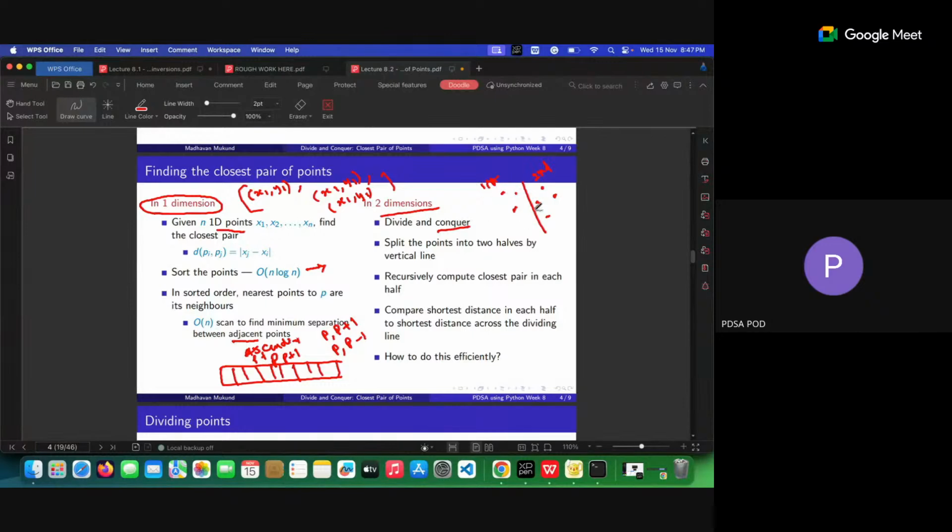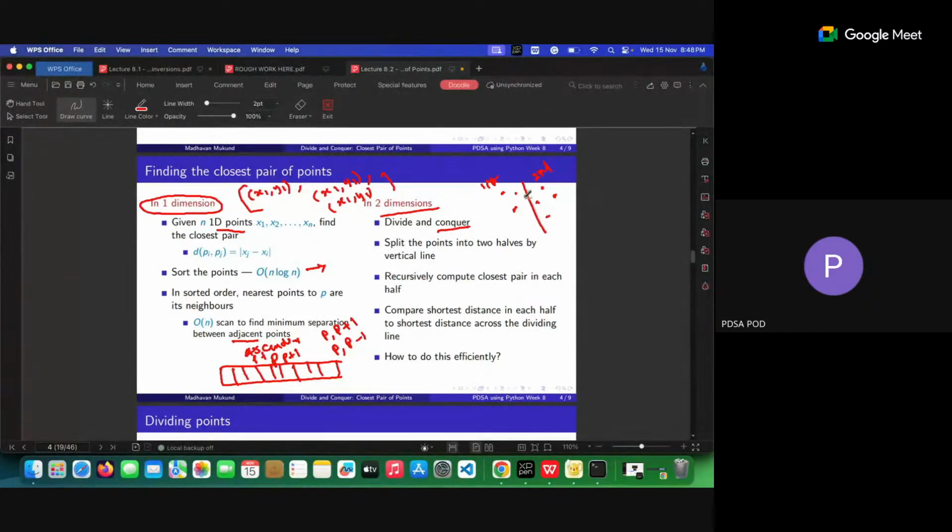We try to find the shortest, closest pair here, and definitely one of them is closest. Maybe this to this, or this to this. After finding the closest pair in each half of the partition, we check the distance across these two halves, like across these boundaries.